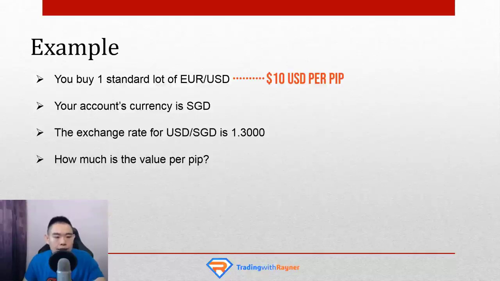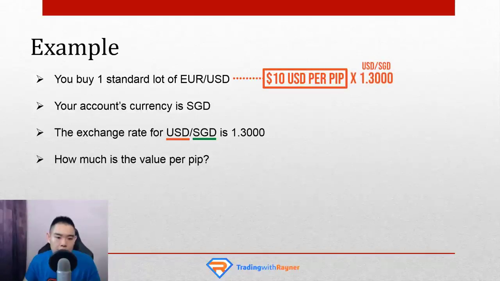Then you realize that your account currency is different from the quote currency. So what now? What you need to do is to convert USD into SGD. As you know, right now, one USD is worth 1.3 SGD. So this means one US dollar is worth 1.30 Singapore dollars. So if I want to convert these 10 US dollars into Singapore dollars, I just multiply by 1.3, and I have a figure of 13 Singapore dollars. Okay, and that's the answer. The value per pip will be 13 Singapore dollars per pip.